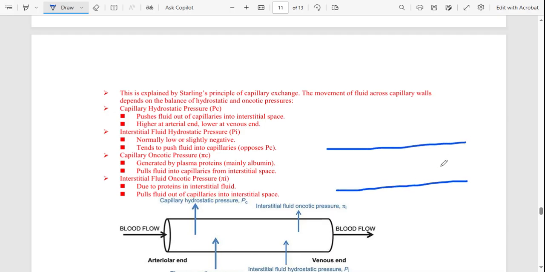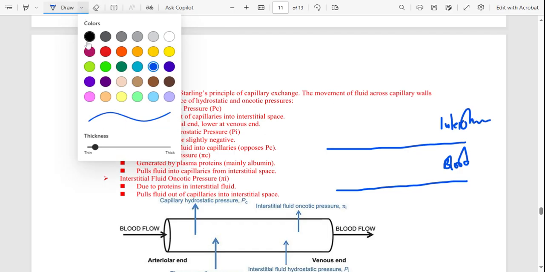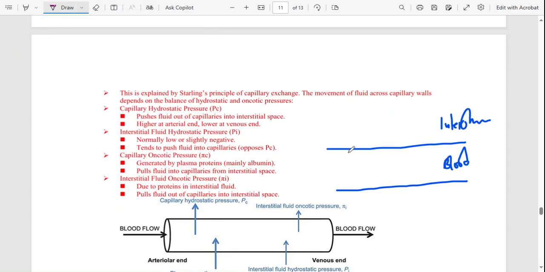So this is the inside of the capillary. So you have got blood there, and then this is called the interstitium or the interstitial fluid. So you have got some forces that will be pulling. As blood is moving, the end of the capillary that is receiving blood we call the arterial end. The end of the capillary that is taking away the blood is known as the venous end.